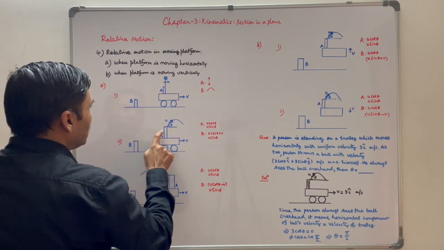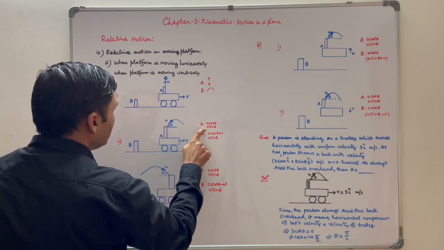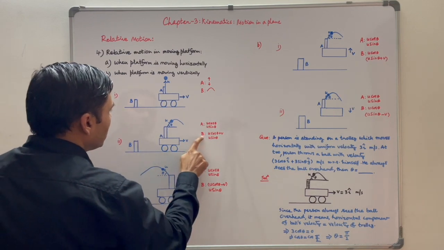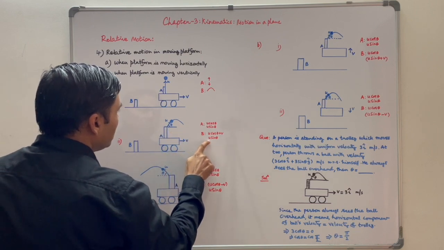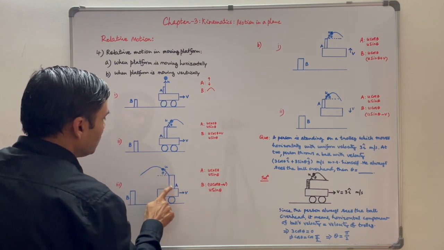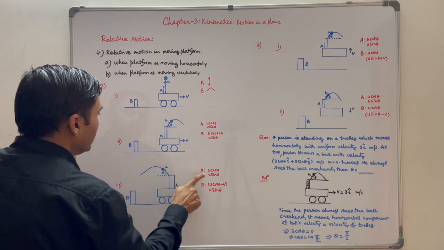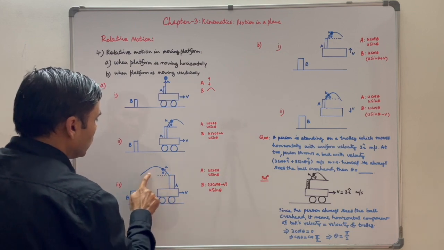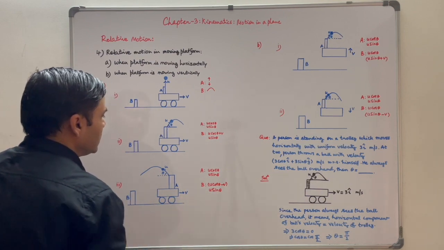In the second case, for A, the horizontal component of the ball's velocity will be u cos theta and the vertical component will be u sin theta. For B, the horizontal component will be u cos theta plus v and the vertical component will be u sin theta. In the third case, for A, the horizontal component will be u cos theta and the vertical component will be u sin theta. For B, the horizontal component will be u cos theta minus v and the vertical component will be u sin theta.